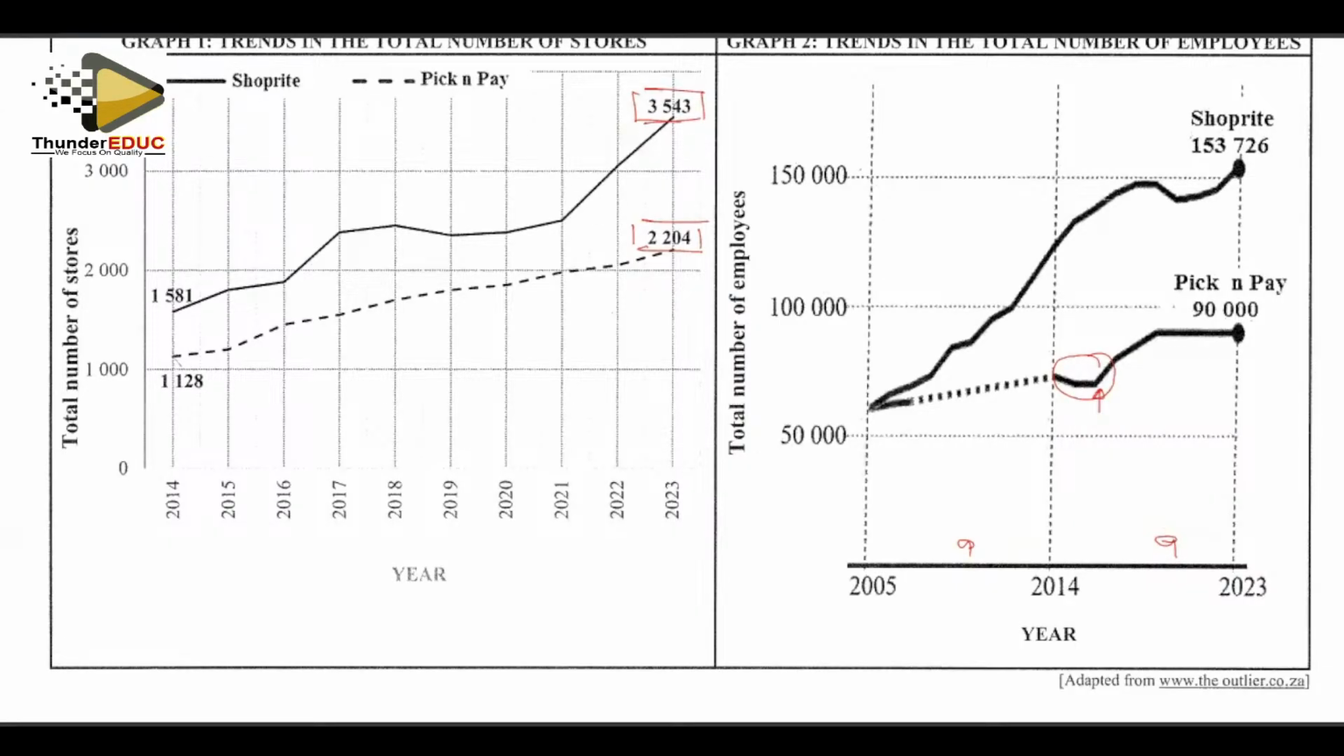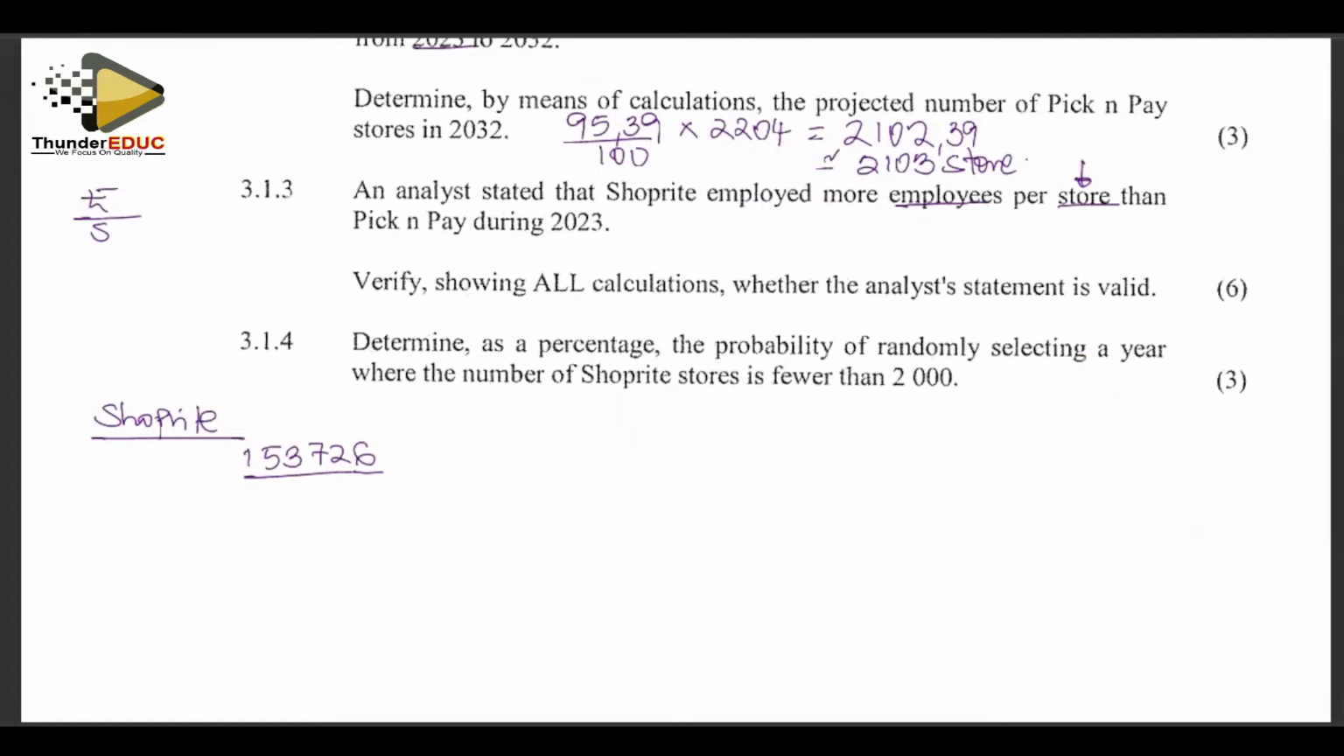So we divide by that. Since these are human beings, the answer becomes this much, which is approximately 44. All right. Then Pick and Pay.